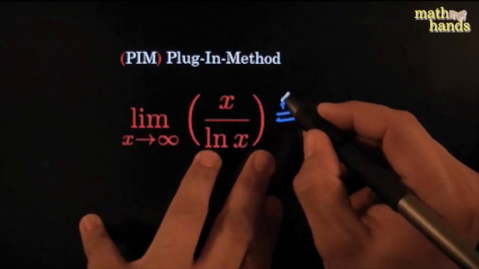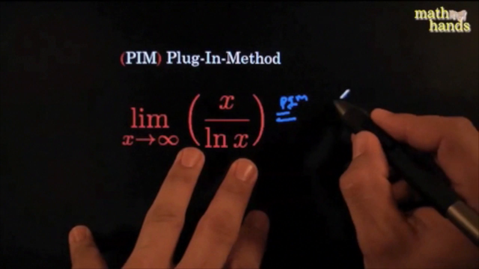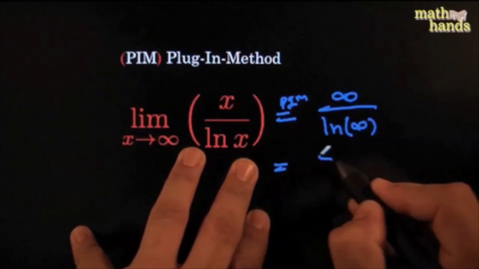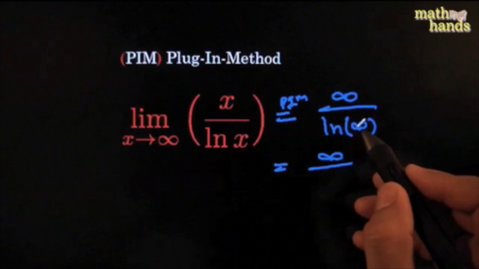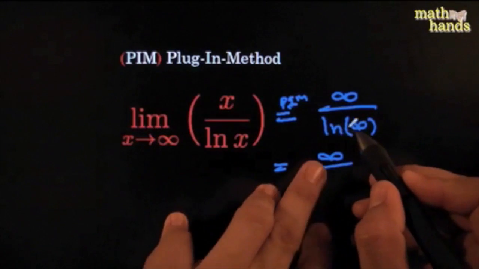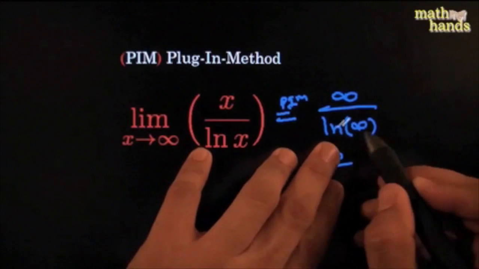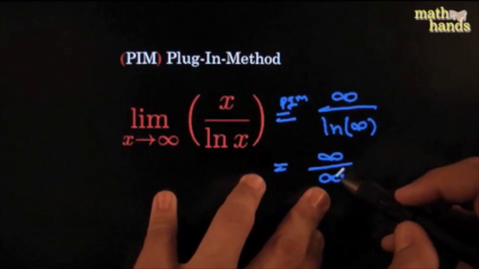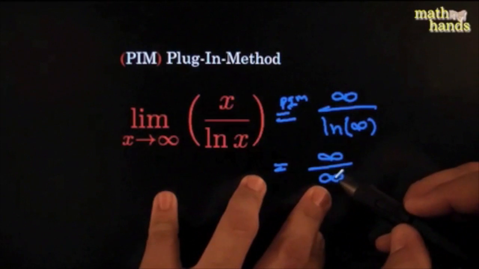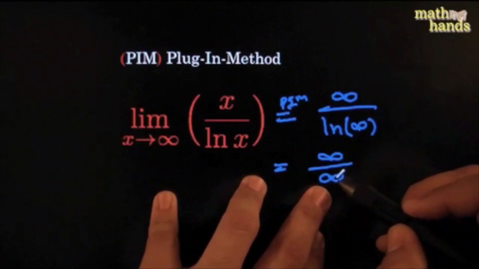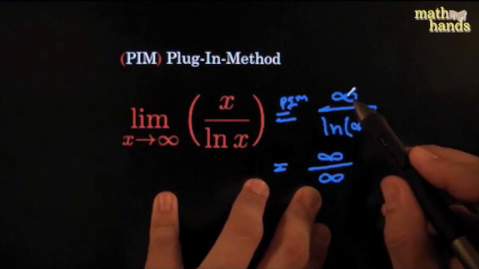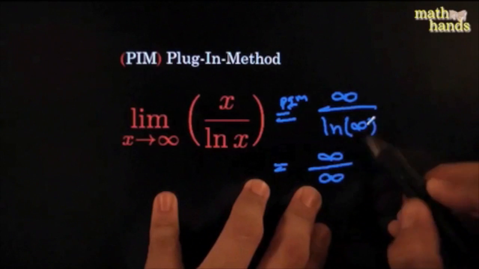If you try the plug-in method on this guy, infinity over the log of infinity. Now, what is the natural log of an unbounded number? One way to think about it is e raised to what power gives you an unbounded number? Well, you have to raise it to an unbounded number, because if you raise it to a bounded number, you'll get a bounded result. So ln of infinity is infinity.